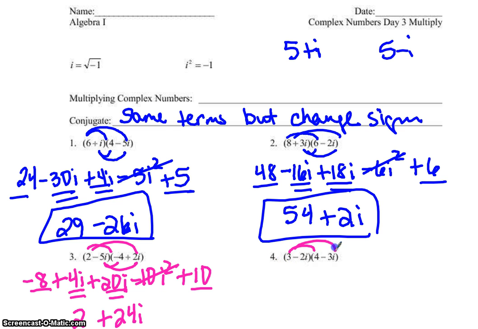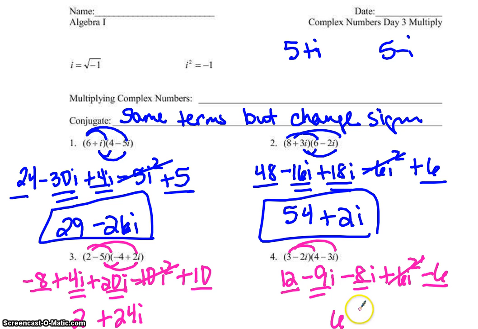Distribute your 3. 3 times 4 is 12. 3 times -3i is minus 9i. Distribute your 2i, your negative 2i. Negative 2i times 4 is minus 8i. And negative 2i times -3i is plus 6i squared, which the last term becomes minus 6. 12 minus 6 is 6, and -9 minus 8 is minus 17i.